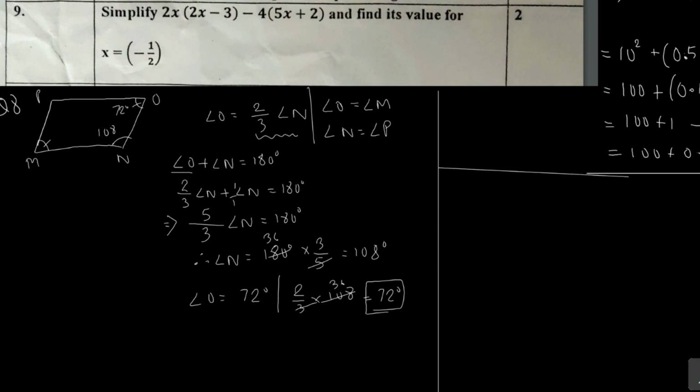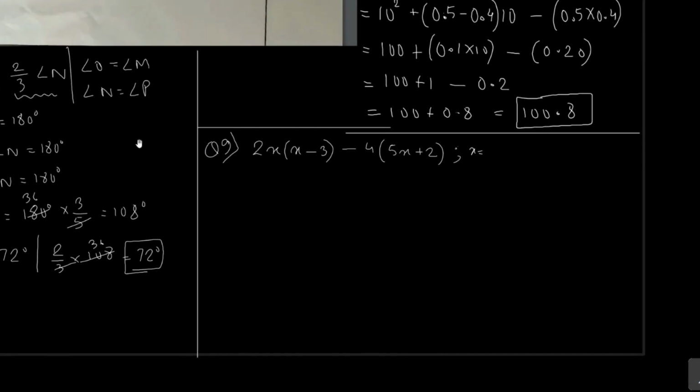Let me just write this here. Now let's look at the last question. It says simplify this and find its value. So I'm going to write down the question's polynomial here. It says 2x multiplied by (x - 3) minus 4 times (5x + 2), and find the value for x is equal to minus 1 by 2, right? x is equal to minus 1 by 2.